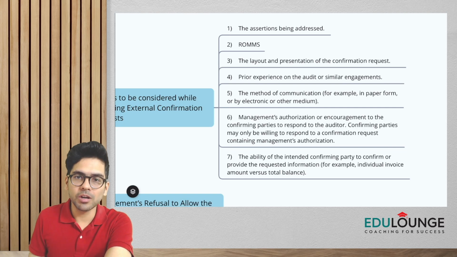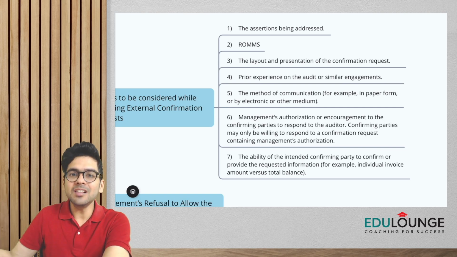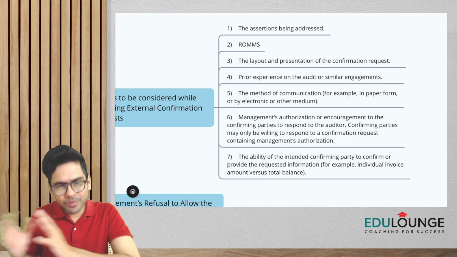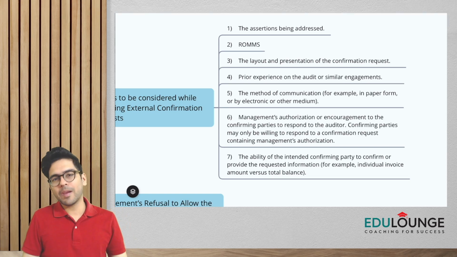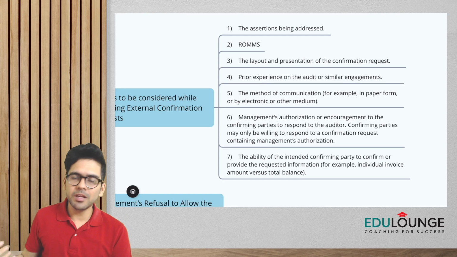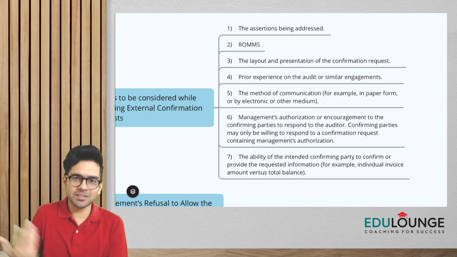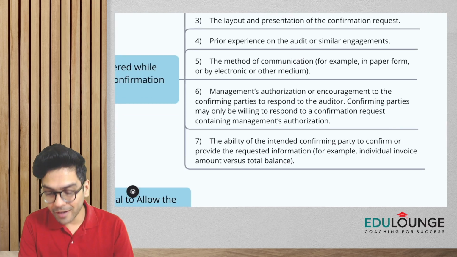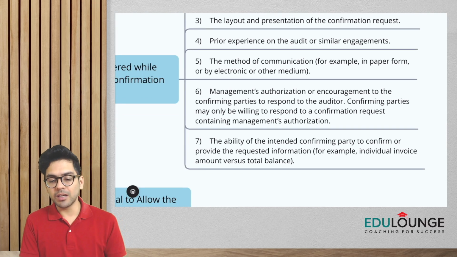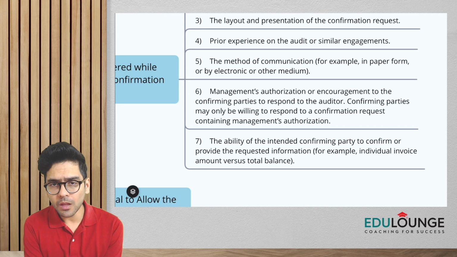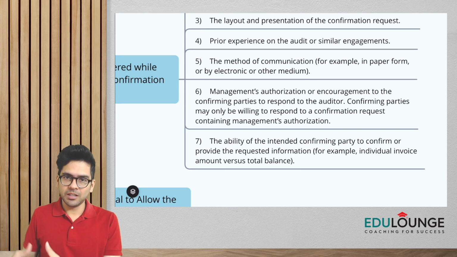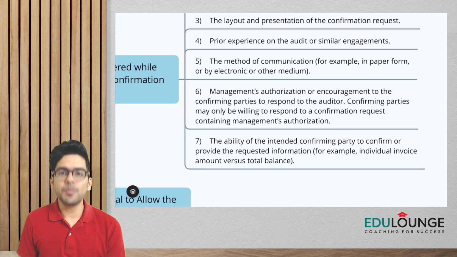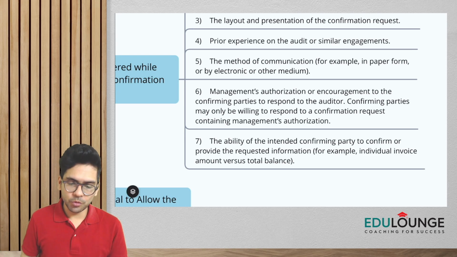It's a part of our audit procedure. So if management tells them that you have to respond, they would perhaps be prompt in replying. Else, they might not be very comfortable in sharing things with a third party. I'm just a third party for them, right? So please understand, management's authorization or encouragement to the confirming parties to respond to the auditor. We have to see whether management encourages the third parties, the confirming parties, to respond to the auditor.